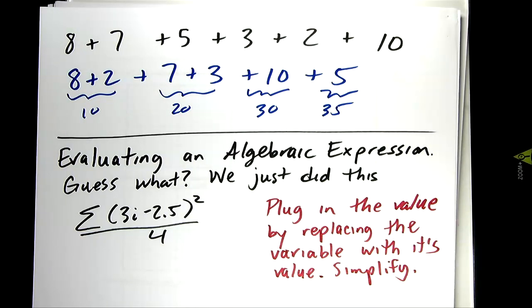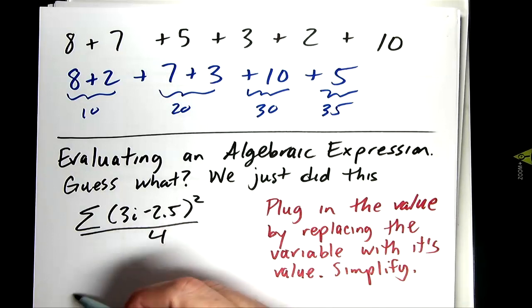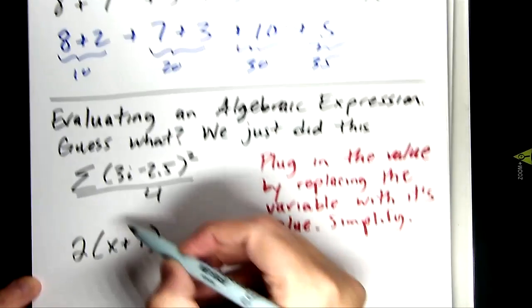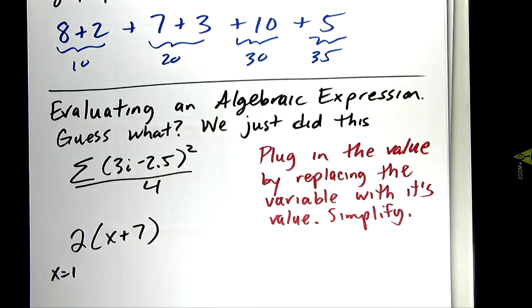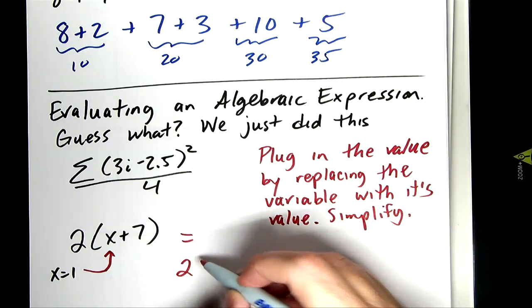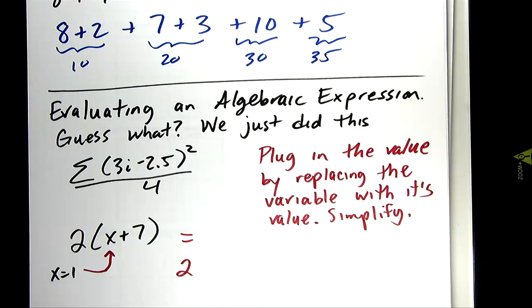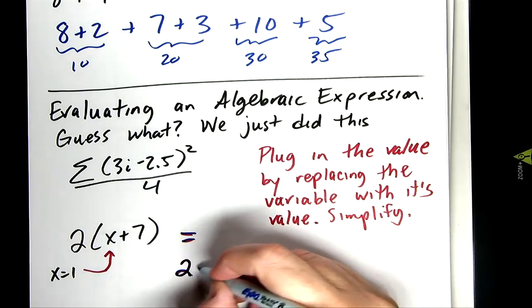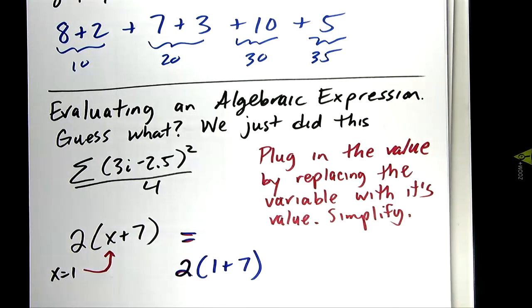I actually also did it when I said 2 times x plus 7, and I said x equals 1. So what I did, and what you'll be doing, is you take the value and put it in place of the variable. 2 times 1 plus 7, and then just follow PEMDAS.